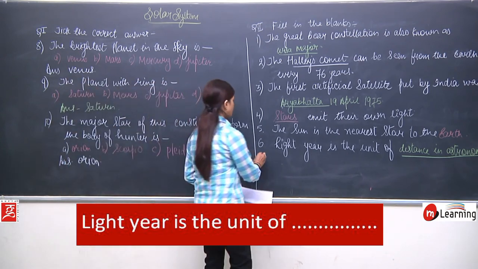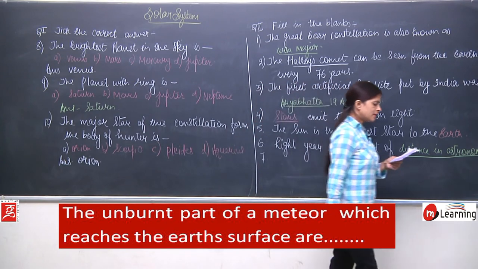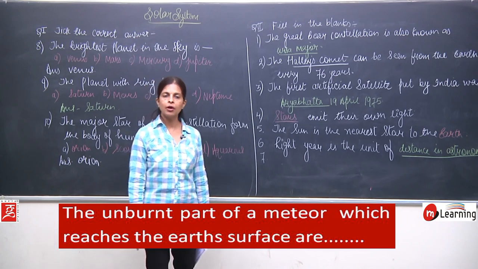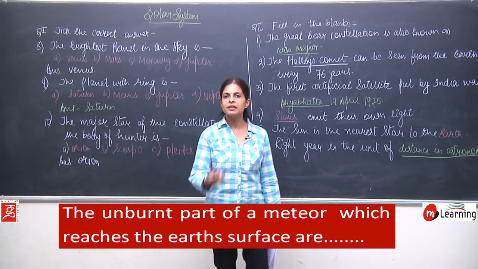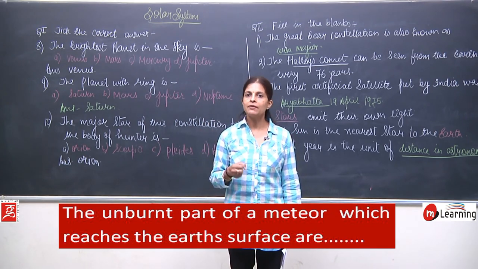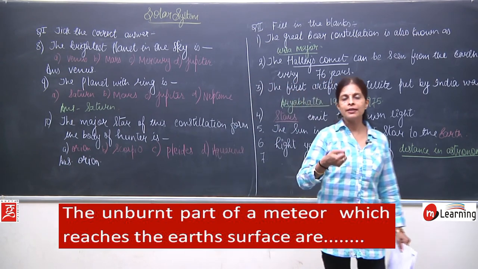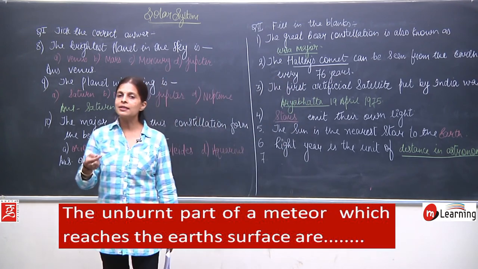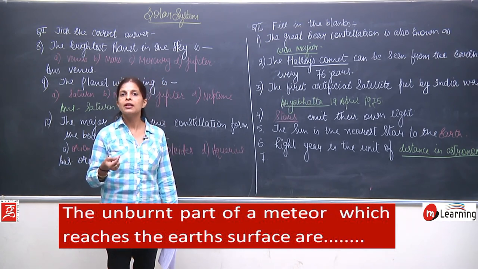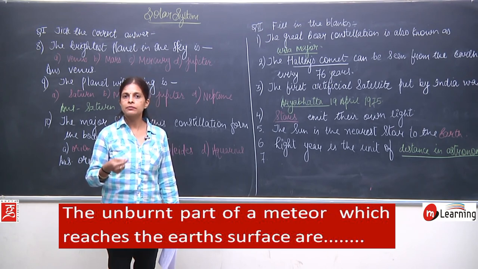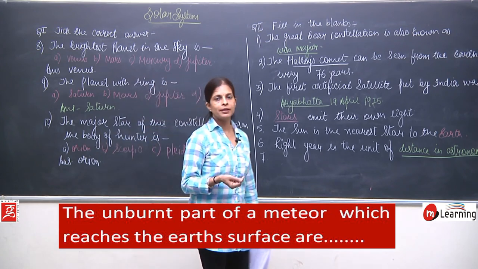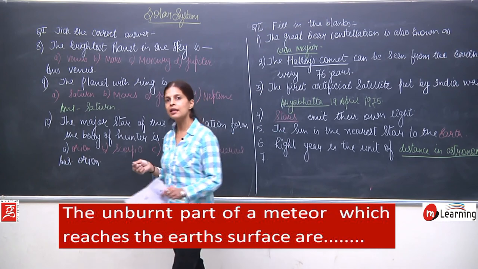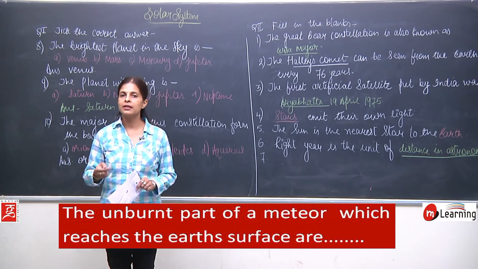Now we'll talk about the seventh fill in the blank. The unburned part of a meteor which reaches the Earth. Now we know what a meteor is and what actually happens with it. When a meteor is pulled by the gravitational force of the Earth, it starts coming down. Due to the different layers of air, it comes in contact with the air, and as its speed of falling is very high, friction is created as soon as it enters the Earth's atmosphere. A lot of friction gives rise to heat and light, and most of the part gets burned or evaporated. But if the meteors are very big, then the complete meteor cannot get burned, and some part is left unburned, and this unburned part is known as meteoroids.